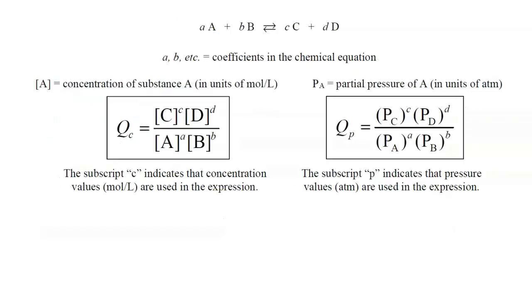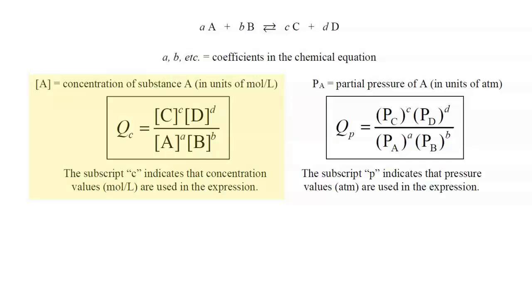On this slide, you can see the expression for the reaction quotient Qc on the left and the reaction quotient Qp on the right. So here is that generic chemical equation that I mentioned earlier, where the capital A and capital B are the reactants, and capital C and capital D are the products, and the lowercase letters a, b, c, and d are the coefficients in the chemical equation. So when we use hard brackets to surround the chemical formula of a substance, that symbol refers to the concentration of that substance in units of moles per liter.